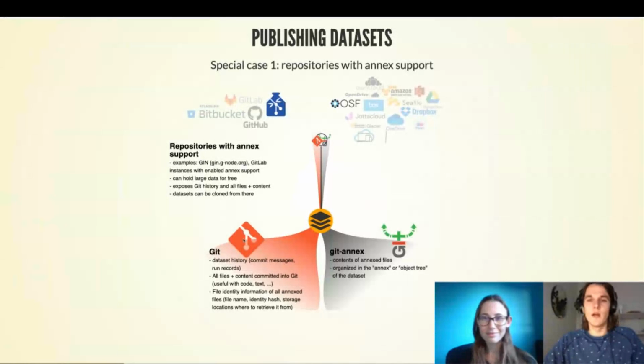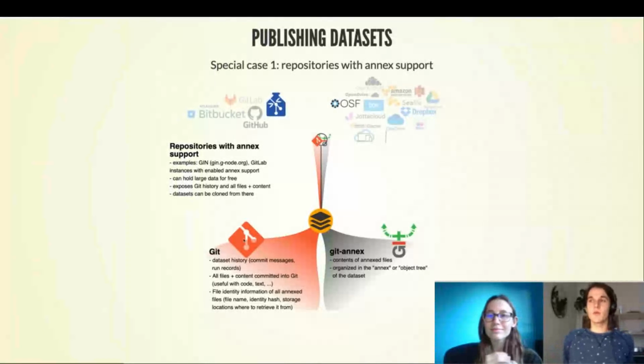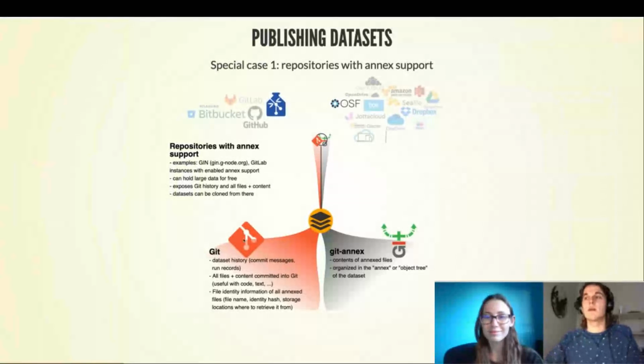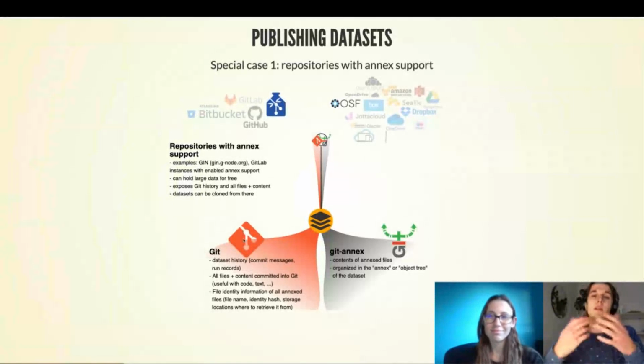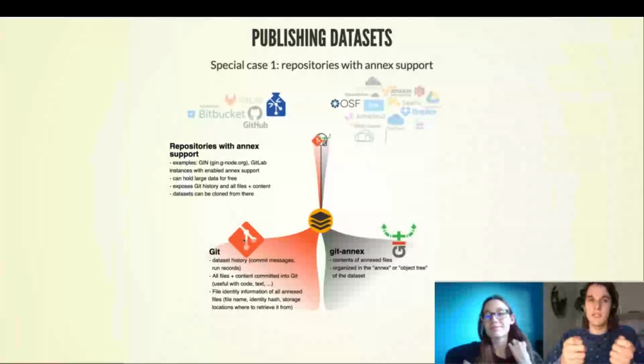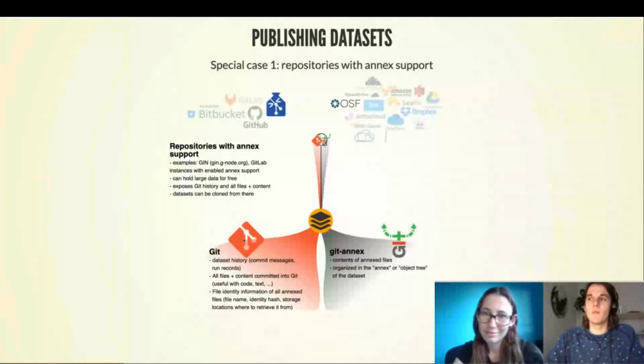So for example, Gin is a GitLab instance with enabled Annex support. This can hold both your repository and your data for free, thereby also exposing not only the Git history, but also the actual Annex content that you can also view, for example, directly through their web interface, and datasets can be directly cloned from there.